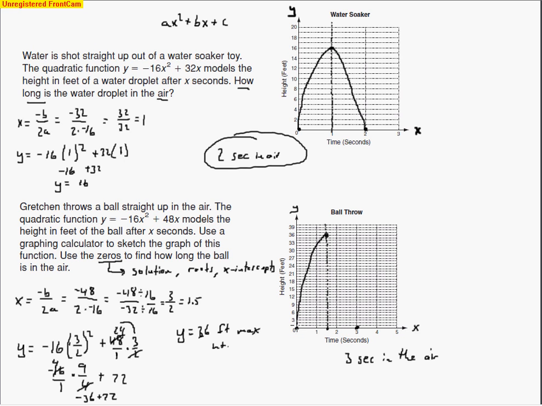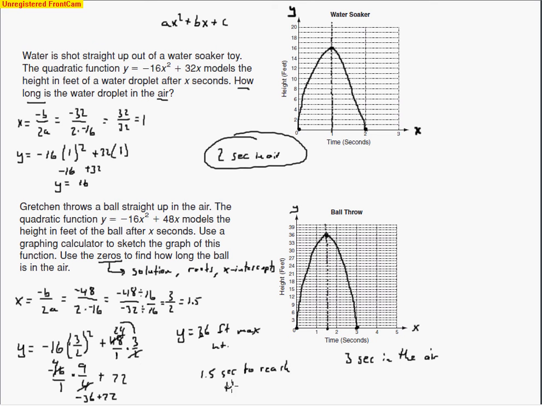So it goes down until it hits that point. Here it goes down this way until it hits that point. So that's a good representation of the graph just using those 3 points, knowing that it makes a U-shaped graph. So I know a bunch of information. 36 feet is the maximum height, 3 seconds in the air, and it only takes 1.5 seconds to reach the maximum height.